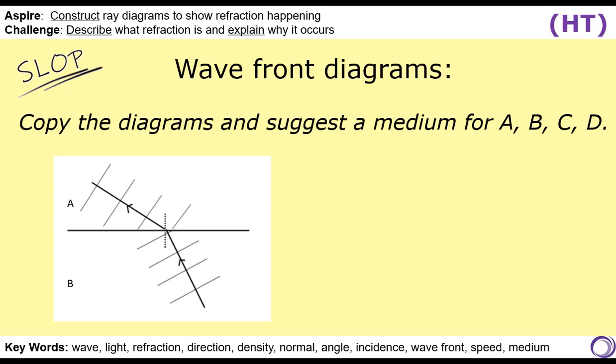So you could, for example, have suggested that medium B is water and medium A is air. It doesn't have to be these exact ones as long as you've suggested a medium B that is more dense than medium A.